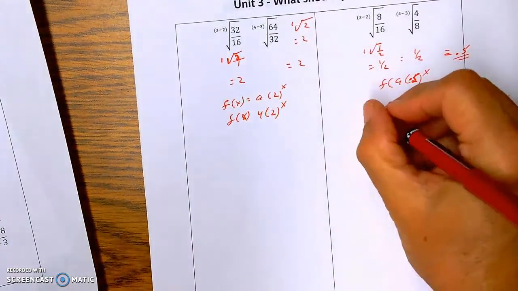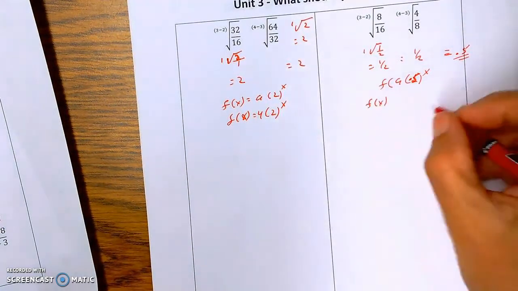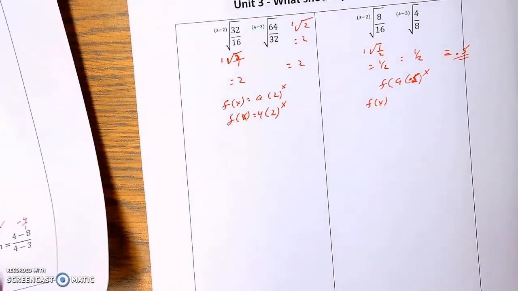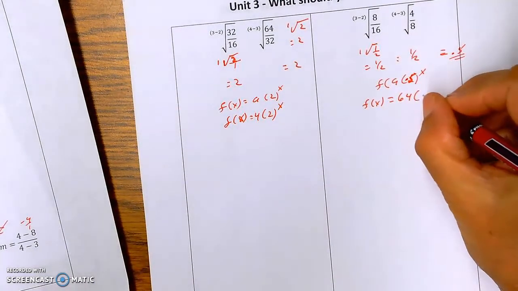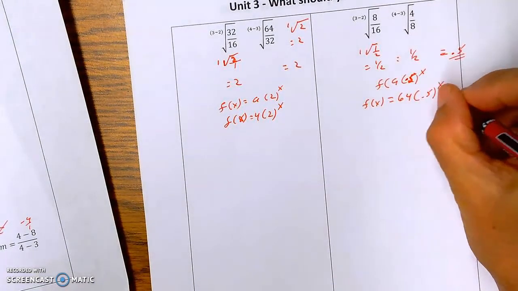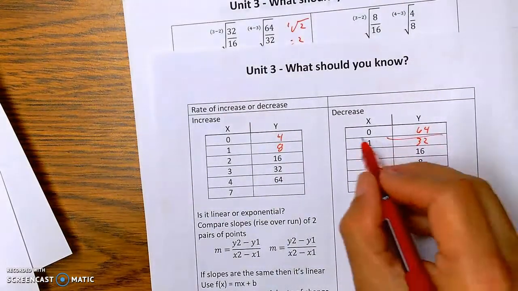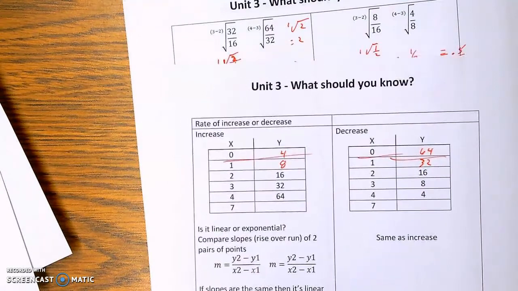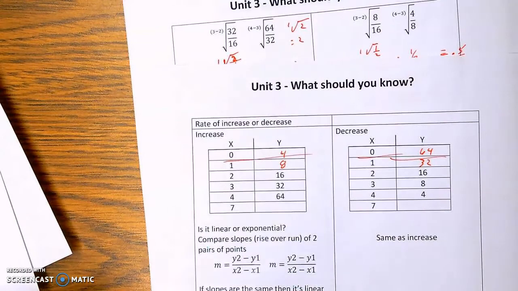Over here, the equation, we know that f of x equals, and we have to go look over here, so we know it's 64 times 0.5 to the x. There's our value. So again, we get those values by finding out when it's 0. If we graph this, that means the intercept's going to be 4 on the one and 64 on the other.